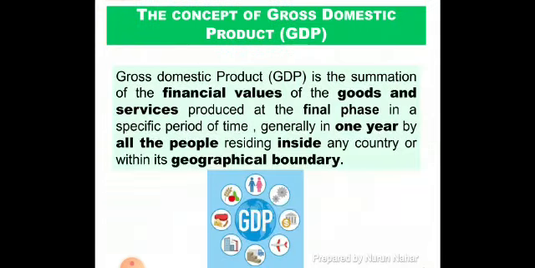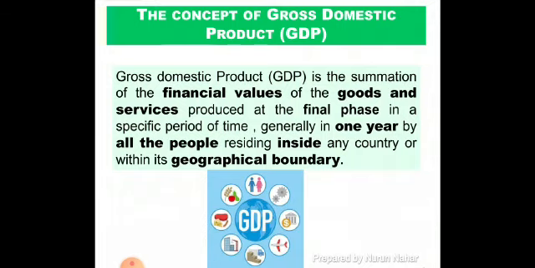Our second economic indicator is the Gross Domestic Product. In short, it can be called GDP. Gross Domestic Product or GDP is the summation of the financial values of the goods and services produced at the final phase in a specific period of time, generally in 1 year, by all the people residing inside any country or within its geographical boundary.